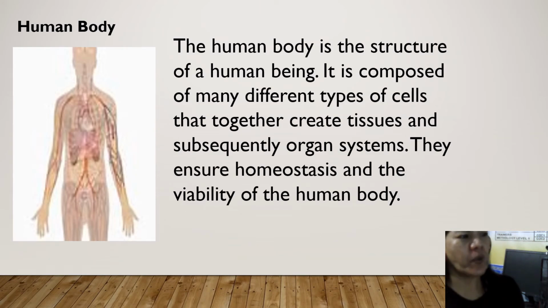Okay, we have another picture, a picture of a human body. The human body is the structure of a human being. It is composed of many different types of cells that together create tissues and subsequently organ systems. They ensure homeostasis and the viability of the human body. That is why we exist in this world.